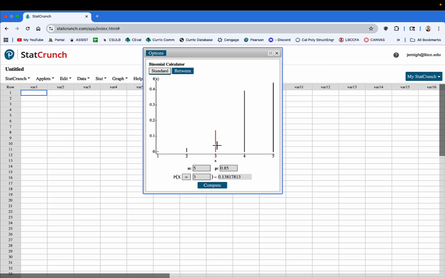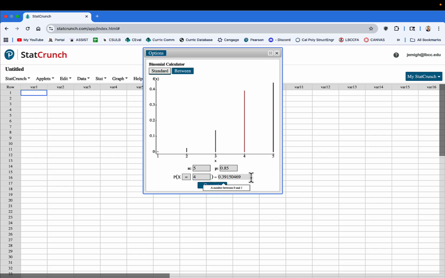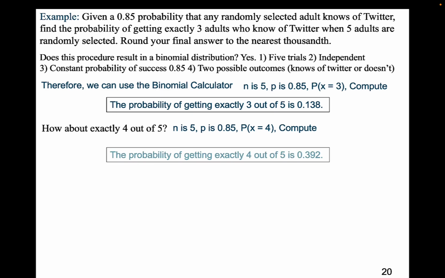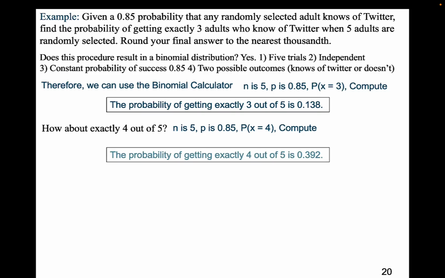Here we are back in StatCrunch. We're going to make that one change, hit compute, and that probability is 0.3915, 0469. Going back to our notes, we would write that in as the probability of getting exactly 4 out of 5 is 0.392.